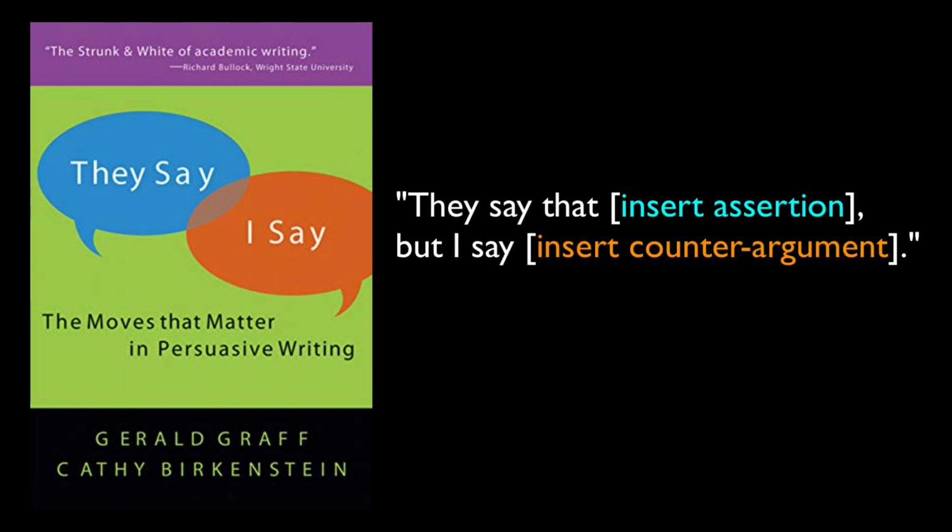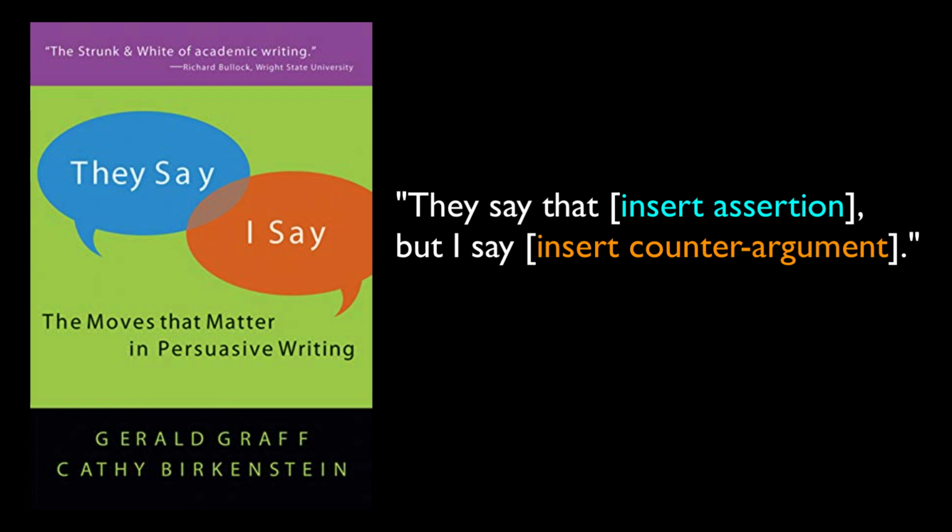One sentence form that can be useful in scientific writing relates to the art of argument. In their book, They Say, I Say: The Moves That Matter in Persuasive Writing, authors Graff and Birkenstein describe a sentence structure in which conventional wisdom is stated, followed by a statement of disagreement. These authors present a basic template for developing a cogent argument in any academic writing, which can be summarized like this: They say that, insert assertion, but I say, insert counterargument.